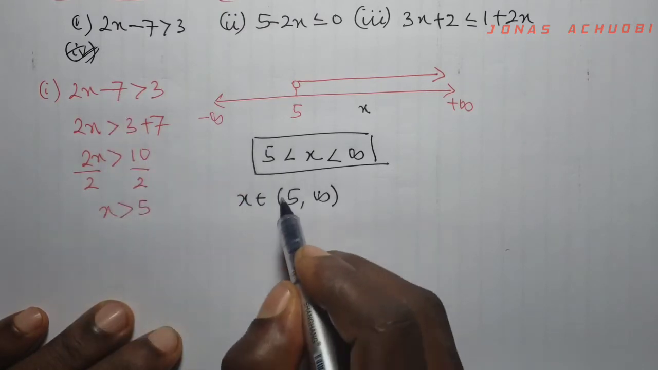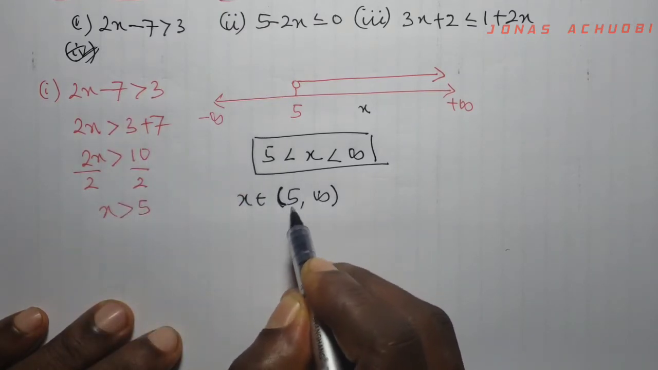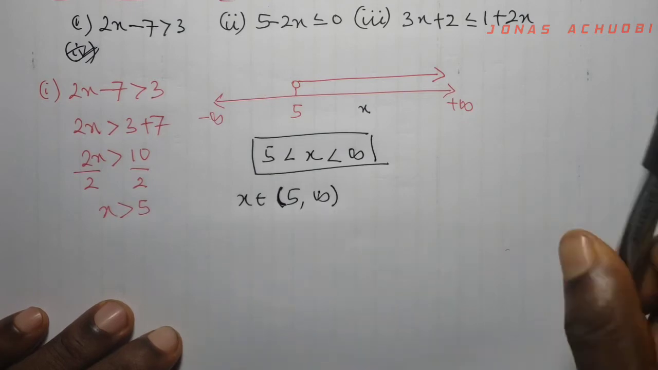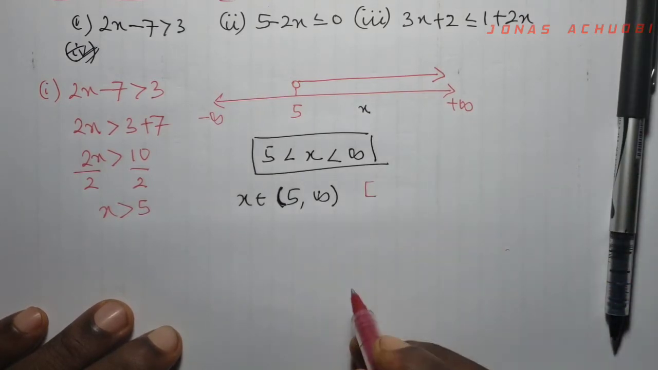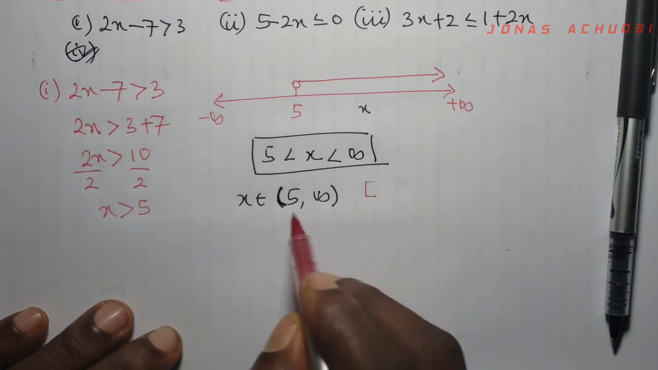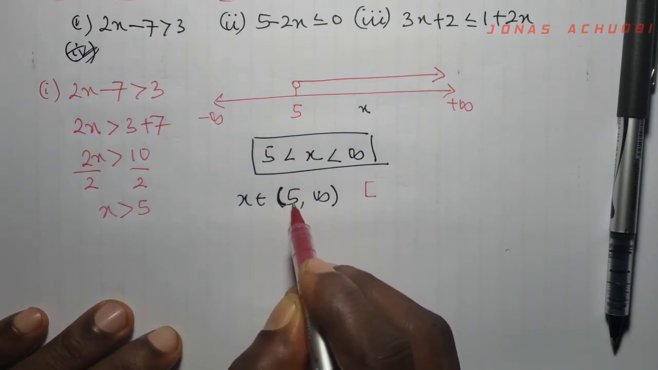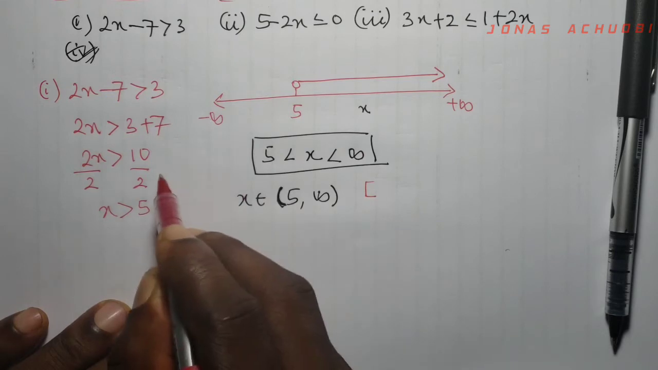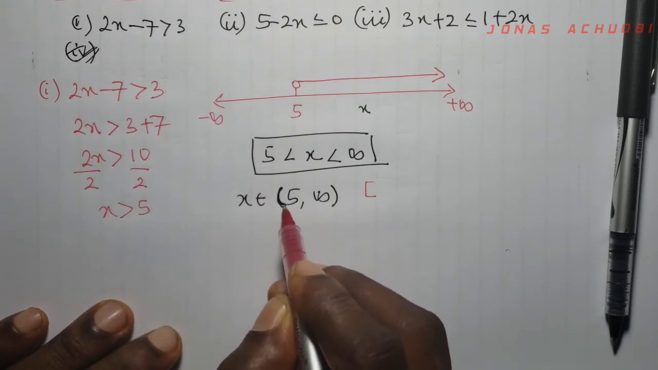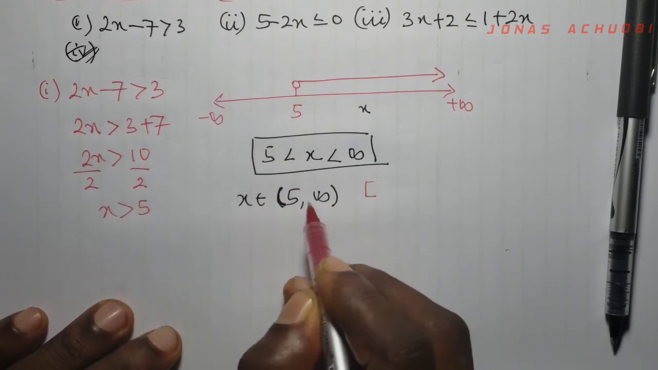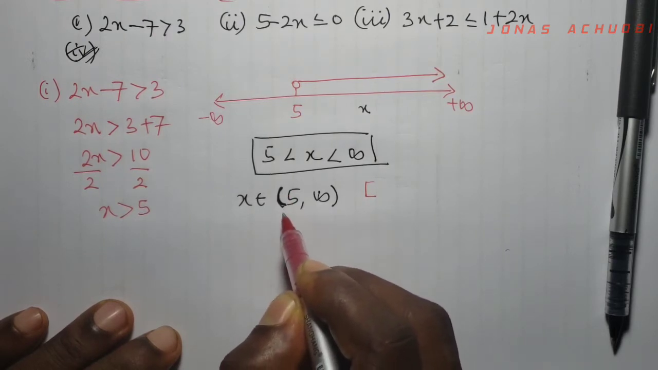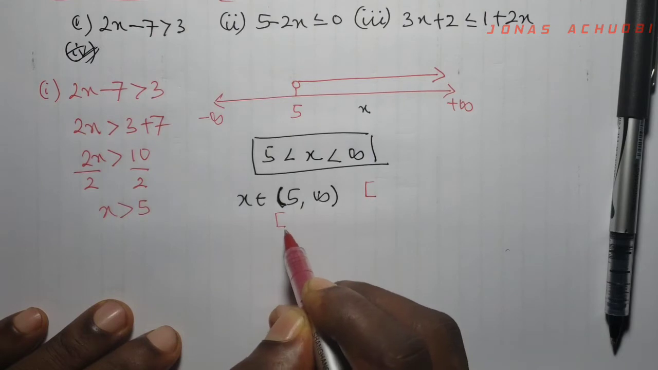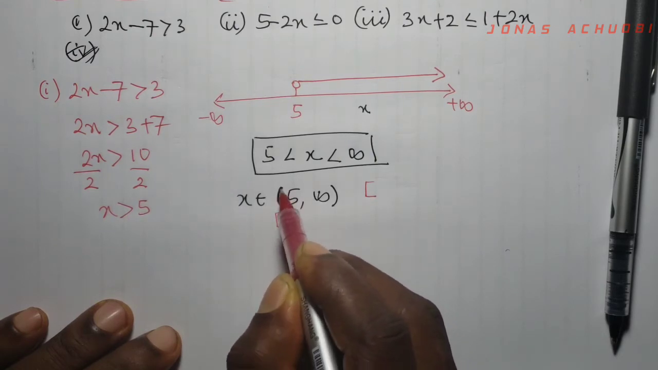For that reason, we now use this type of open bracket around 5. There's another kind of bracket that can be used, which we shall see later. And that bracket is this way, the straight bracket. Now this bracket is used because 5 is not in the solution set of our inequality. For that reason, we will say that this interval is a left open interval. So if we had used this, we would have said that the interval is left closed. So this means left open.